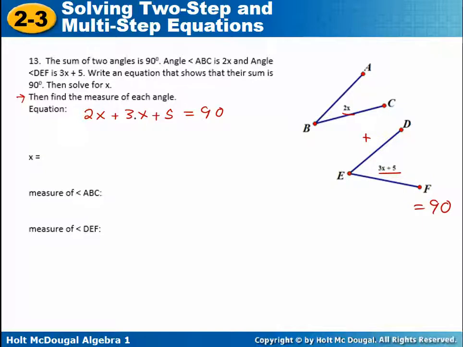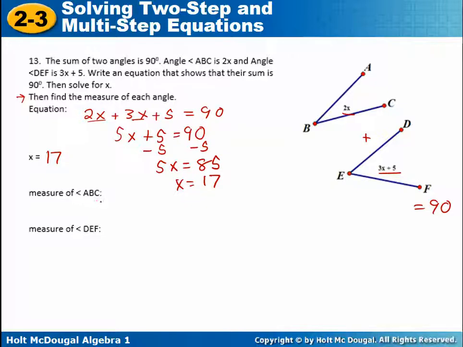Now I'm going to combine my like terms. 2x plus 3x is 5x plus 5 equals 90. Then I have to undo the plus 5 by subtracting 5 from both sides. And I get 85. And then I have to take 85 divided by 5, and I get 17. X equals 17. Now the next step says to find the measure of each angle.